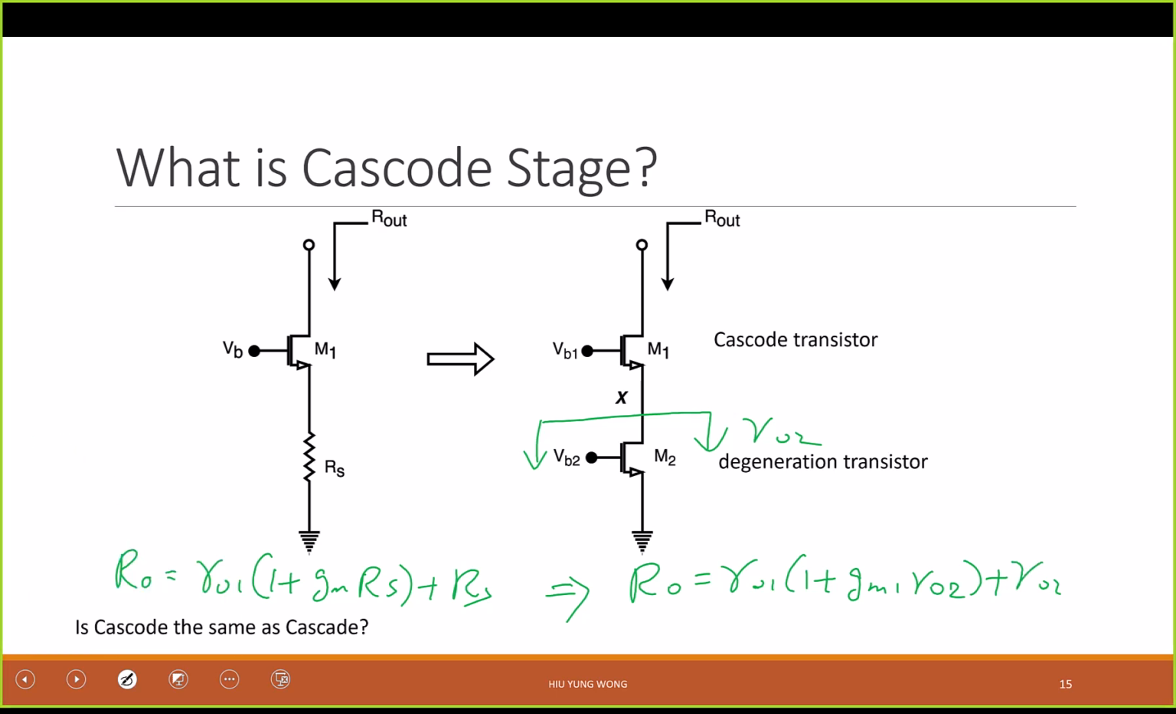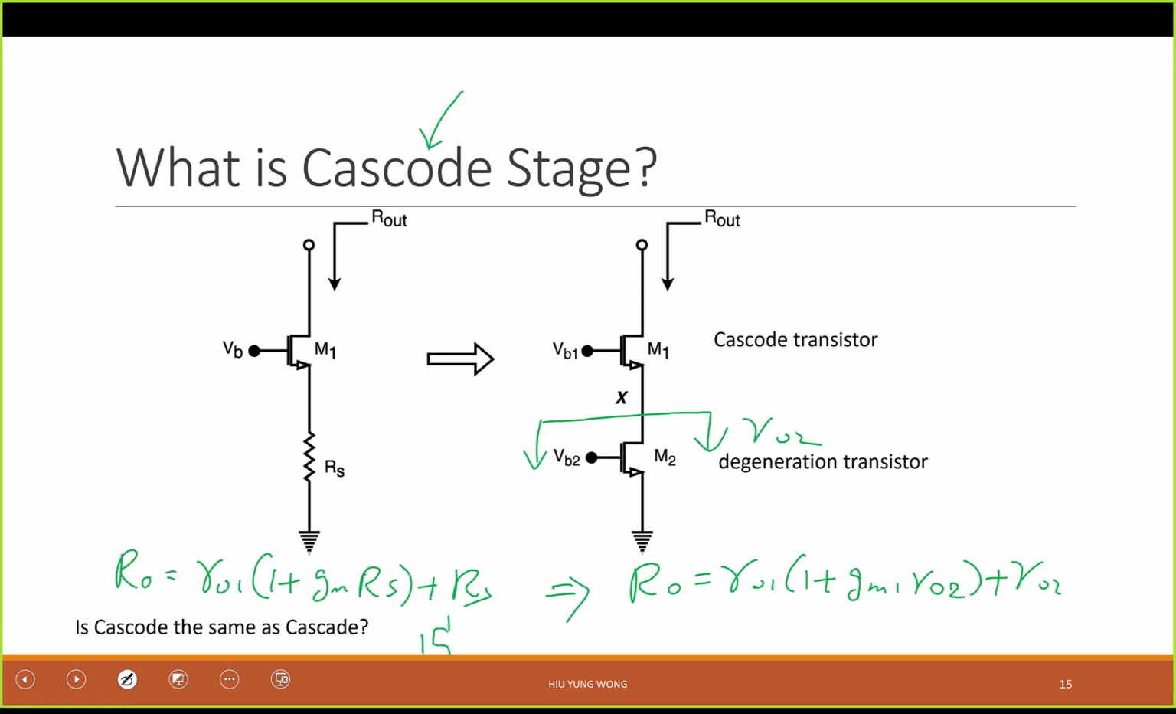We put two transistors on top of each other. This is not a spelling error. If you try to type your report, Word is going to say that you have a spelling mistake and go back to Cascade, but it's not. Cascode is like on top. Cascade is what? It's like this.